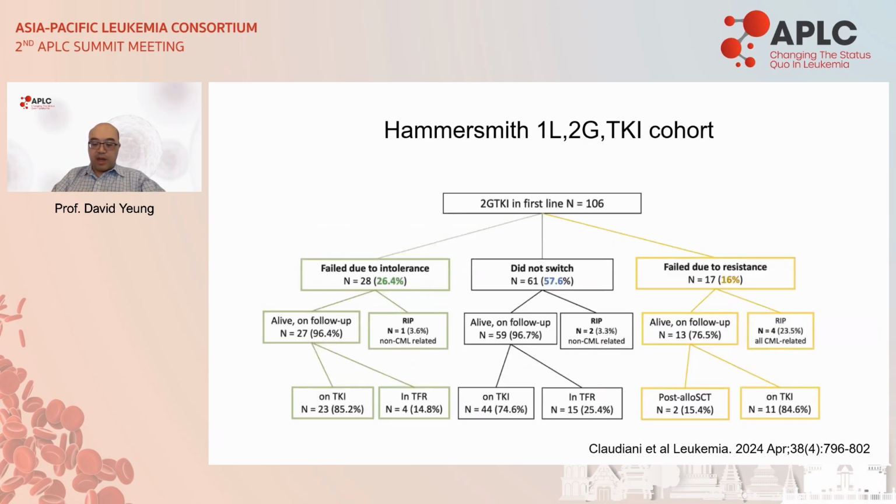This is another cohort from the Imperial Hospital in Hammersmith. This is all the patients that they've started on second generation TKI in the frontline setting. There's 100 patients here. You'll see that the proportion of patients needing to switch is very similar to the Italian campus study. 25% for intolerance, 15% for resistance, and only 40% didn't switch.